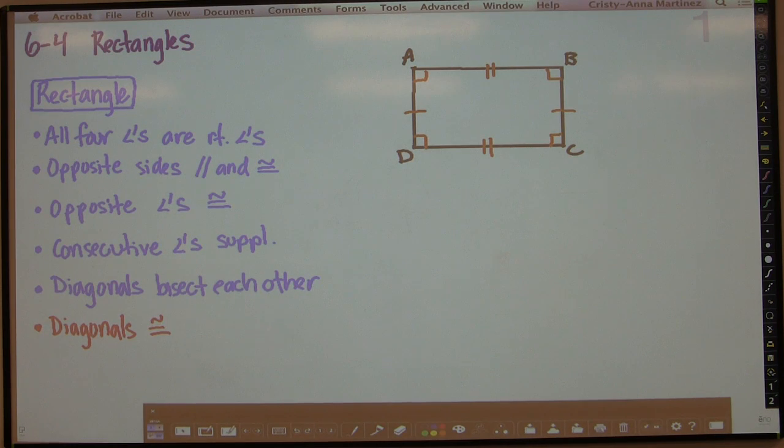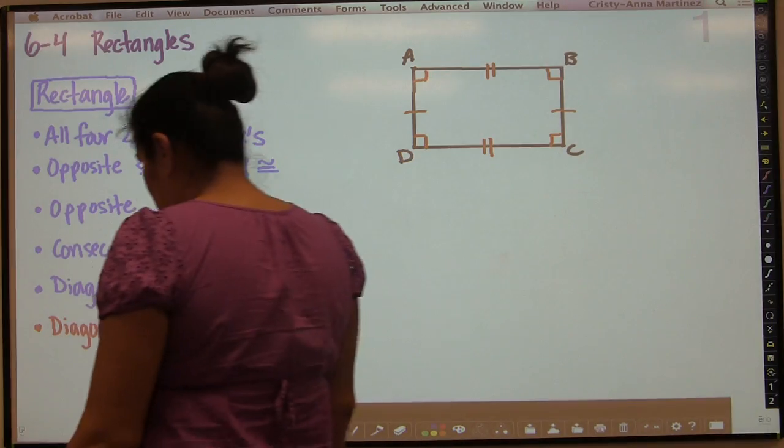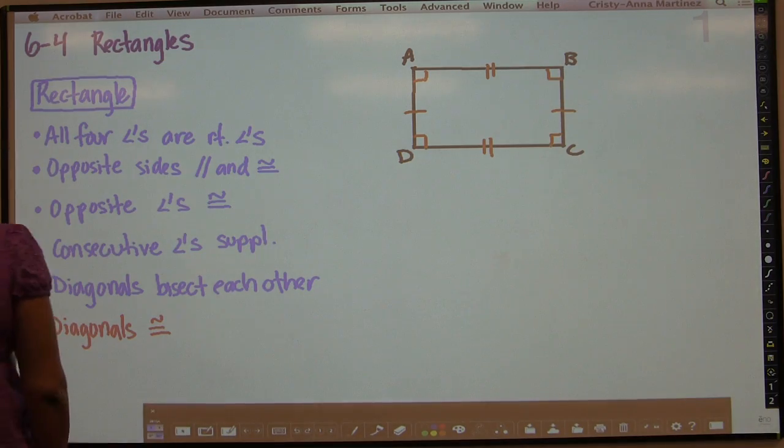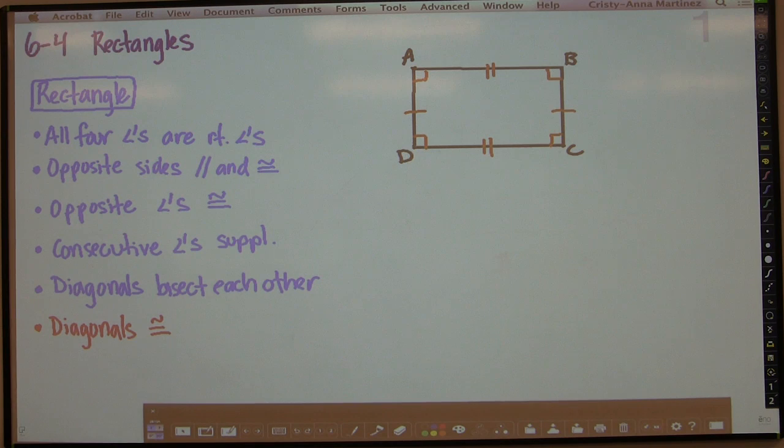It's chapter 6, section 4, and today we are going to be discussing rectangles. In our previous section we talked about different types of parallelograms, and a rectangle is definitely a type of parallelogram, and there are a couple of things that we know about rectangles in particular that are not necessarily true of all parallelograms, but are definitely true of rectangles. One of those is that all four angles are right angles in the case of a rectangle.